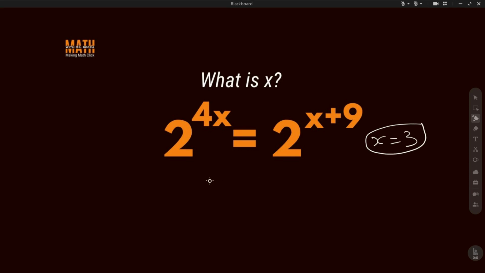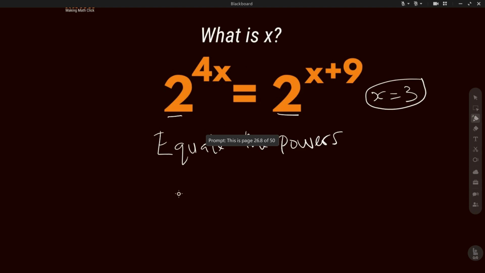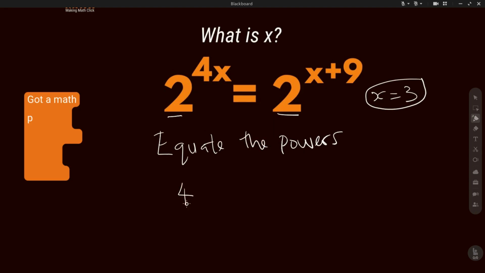Let's solve together. So here now, we have to equate the powers since the bases are the same. We have the same base on both the left hand side and the right hand side, which is 2. So we will now equate the powers so that we have 4x equal to x plus 9.